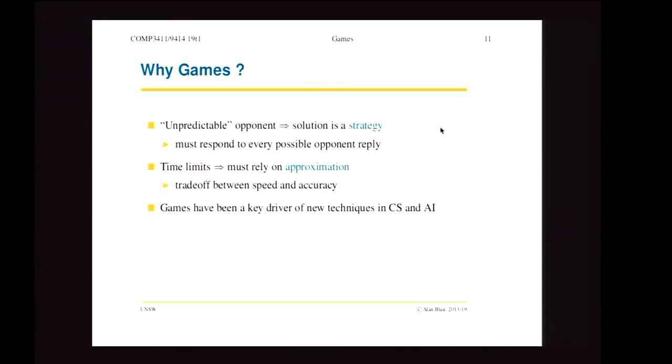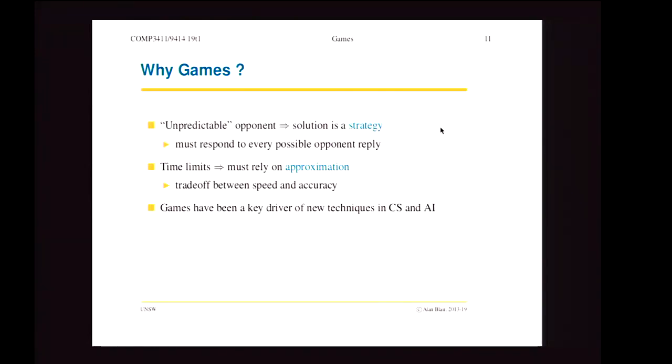Okay, so why are games interesting? As I mentioned, the opponent is unpredictable, so you have to have a strategy, you have to be able to respond to every possible opponent reply. You have time limits. You can't think forever, you can't process all the way to the end of the game, so you can look ahead a certain number of moves, but then at some point you've got to just make an approximate evaluation of how good a position is, how likely you are to win from that position, and there's a trade-off between speed and accuracy.